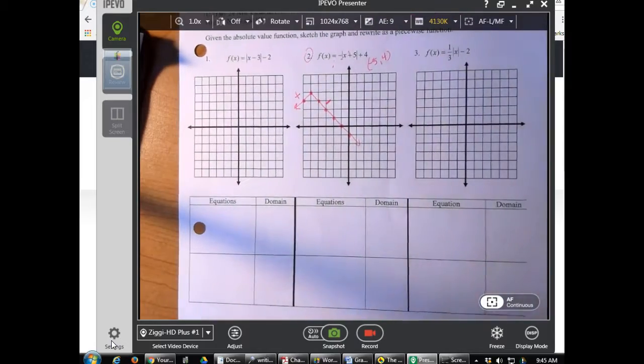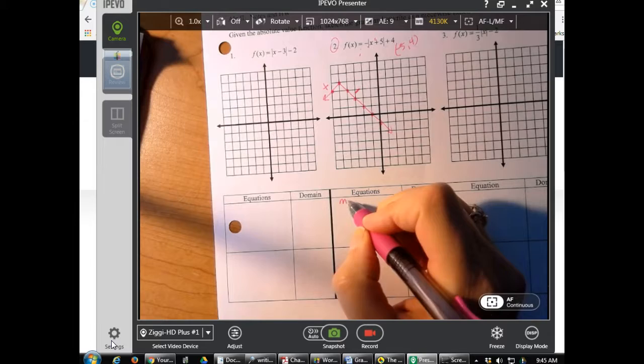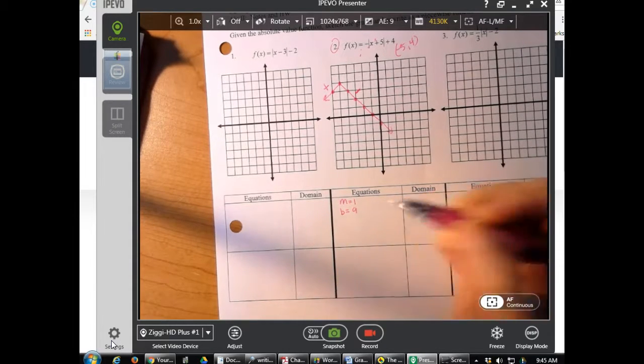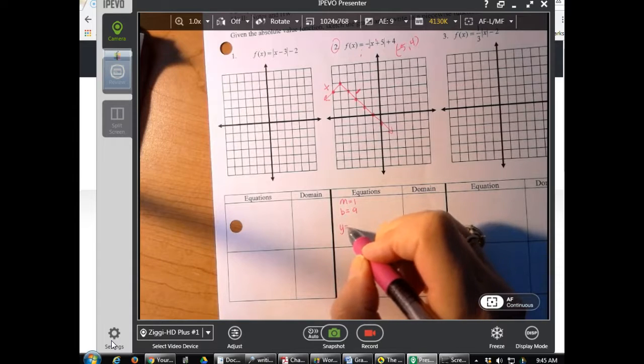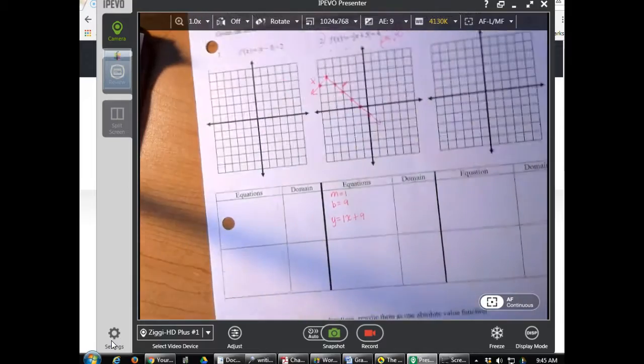I'm going to write my equations out. So let's do the graph on the left first. We know the slope is a +1, and we know that b is going to be 9. So all I have to do is say y is equal to 1x plus 9. Of course, I don't really need the 1, do I?